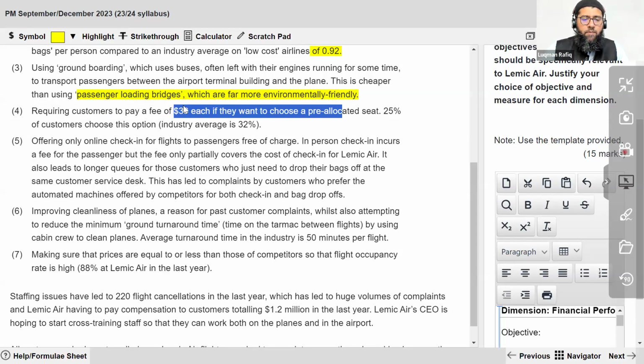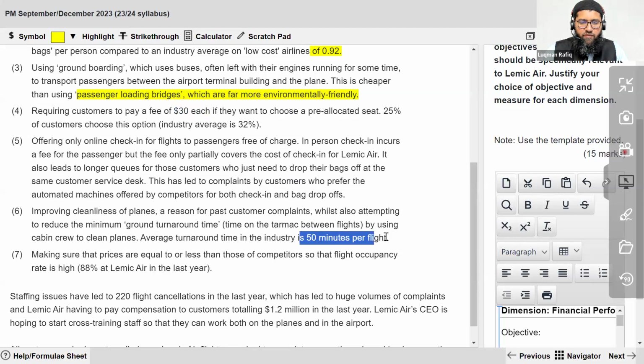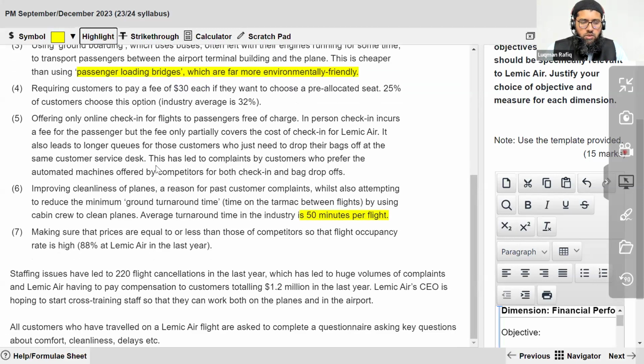Improving cleanliness of the planes, a reason for past customer complaints, whilst also attempting to reduce the minimum ground turnaround time by using cabin crew to clean planes. Average turnaround time in the industry is 50 minutes per flight. Making sure that prices are equal to or less than the competitors so that the flight occupancy rate is high, 88% at Lemek in the last year.